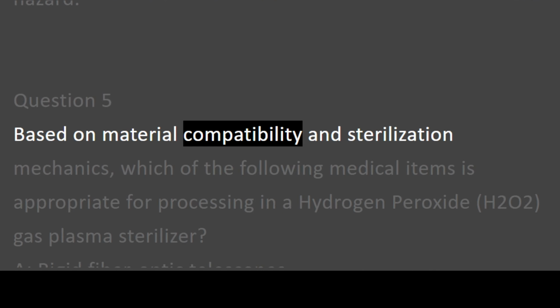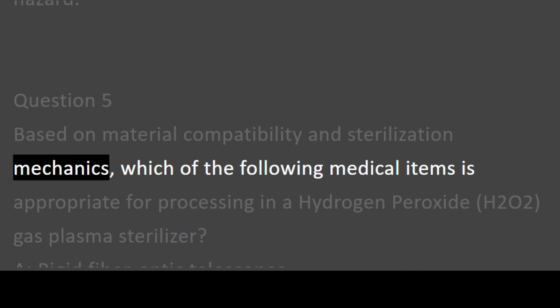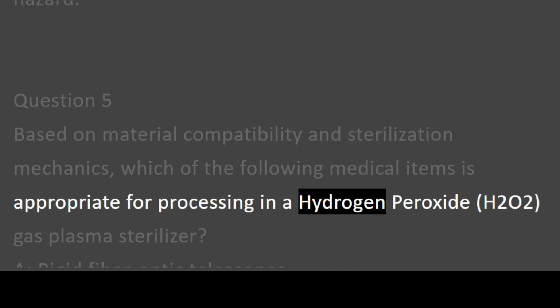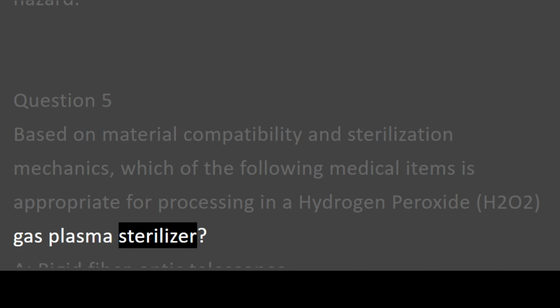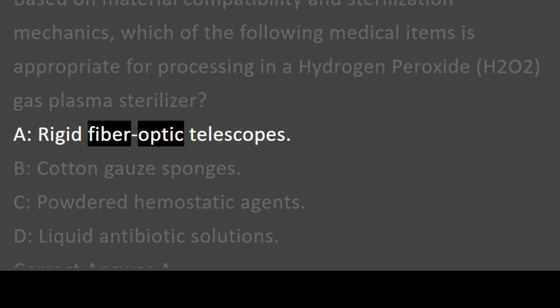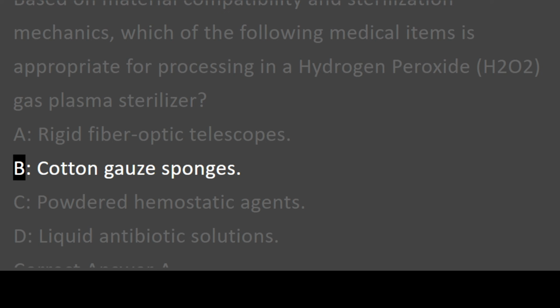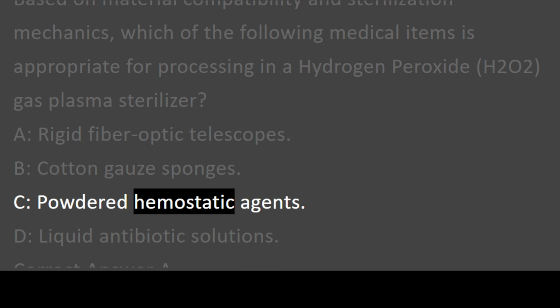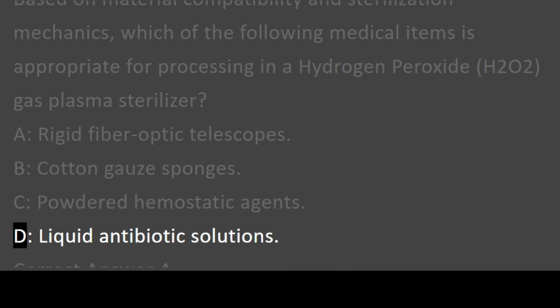Based on material compatibility and sterilization mechanics, which of the following medical items is appropriate for processing in a hydrogen peroxide, H2O2, gas plasma sterilizer? A. Rigid fiber optic telescopes. B. Cotton gauze sponges. C. Powdered hemostatic agents. D. Liquid antibiotic solutions.